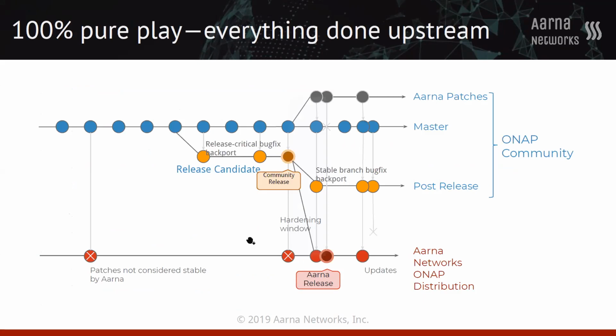So I'm not going to go through this in a lot of detail, but what this is trying to show is that everything we do on ONAP will be done upstream. So it's 100% pure play open source. It shows the master and how the community cuts releases, and all the patches that we work on, whether it's for new functionality, bug fixes, security fixes, will be done upstream. And then ANOD will basically take all of that from upstream. And that's why it's 100% pure play open source. Next slide.